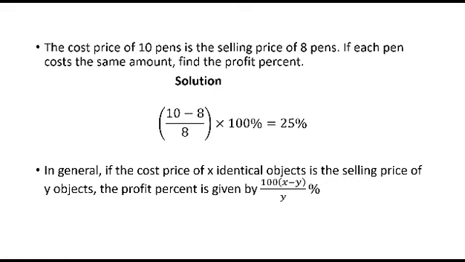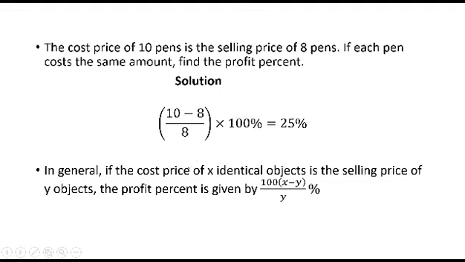Here's yet another one. The cost price of 10 pens is the selling price of 8 pens. If each pen cost the same amount, find the profit percent. You find that this is simply 10 minus 8 over 8 times 100%, you have 25%.